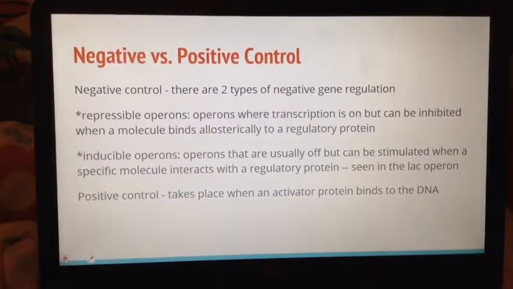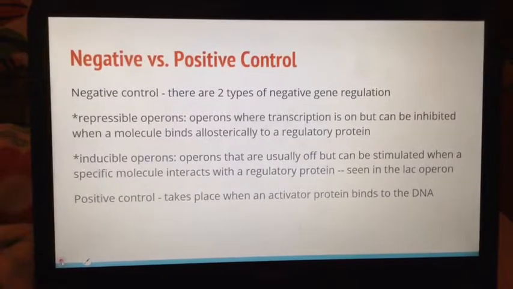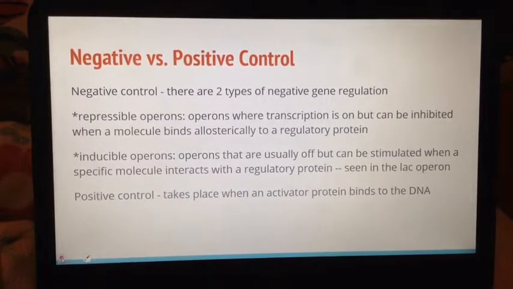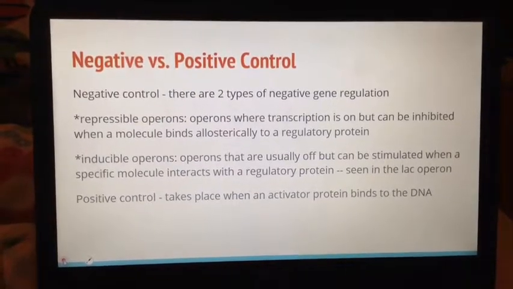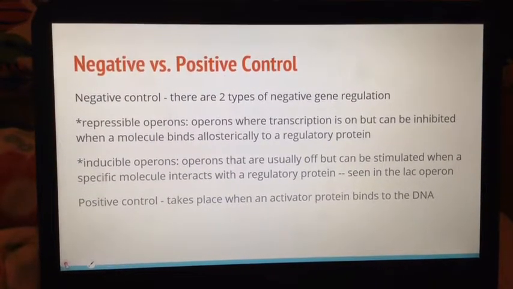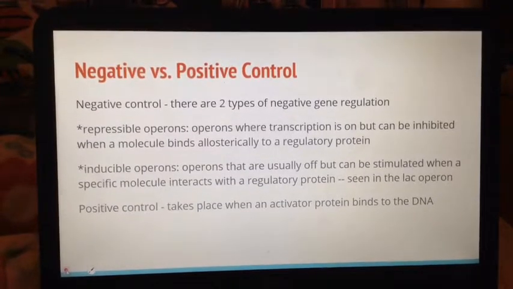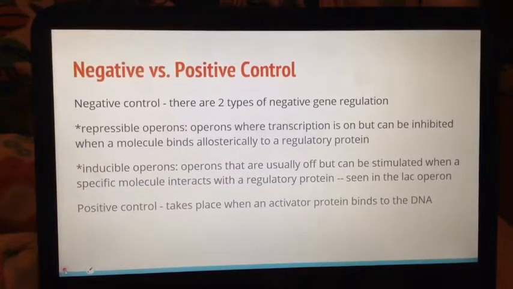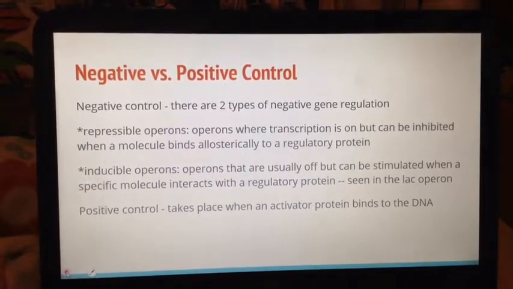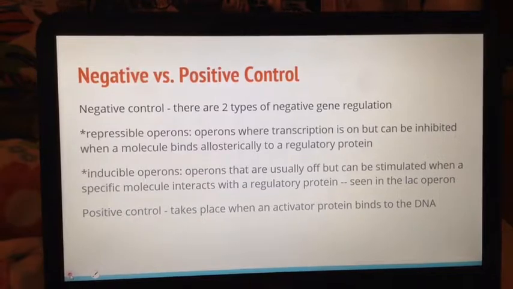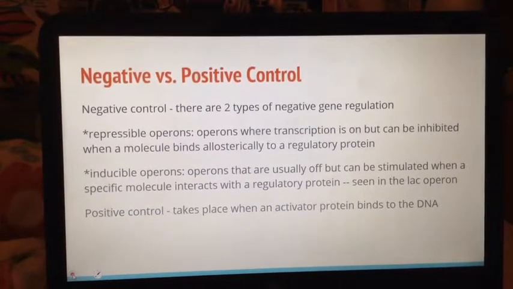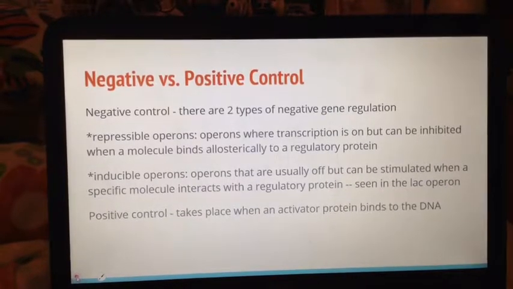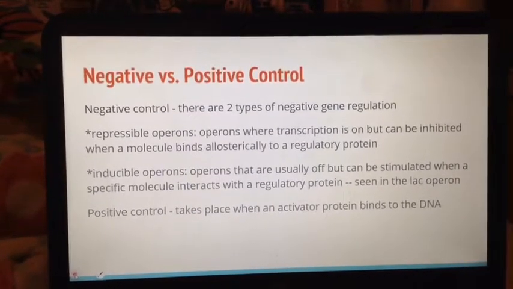First, we're going to talk about negative versus positive control. So, what is negative control? There are actually two types of negative gene regulation. There are repressible operons, which are operons where transcription is on, but can be inhibited when a molecule binds allosterically to a regulatory protein. There are also inducible operons. These are operons that are usually off, but can be stimulated or turned on when a specific molecule interacts with a regulatory protein. And this type of negative control is seen in the lac operon.